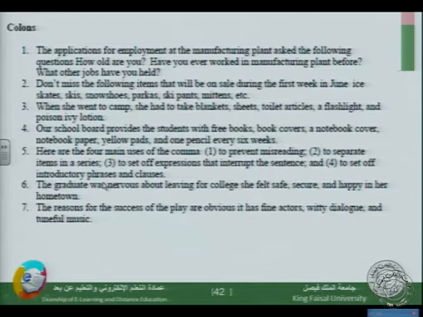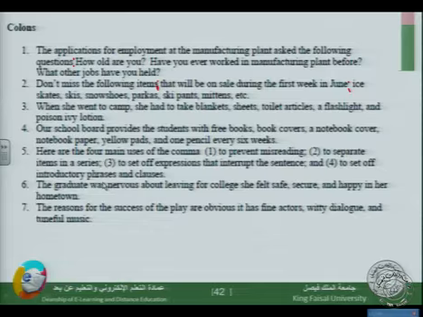Also, we have here some exercises for the colons. Try to insert the colons in the correct place. For example, if we do the first one: the applications for employment at the manufacturing plant ask the following. When we say ask the following question, what must we do? Here, a colon. How old are you? How have, and so on. Okay? Do not miss the following items that will be on sale during the first week in June.